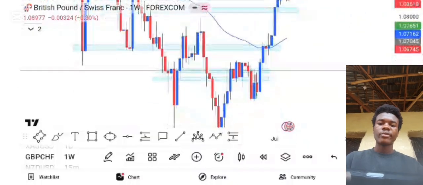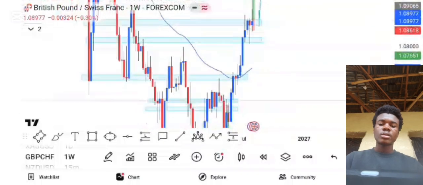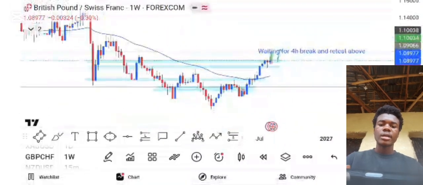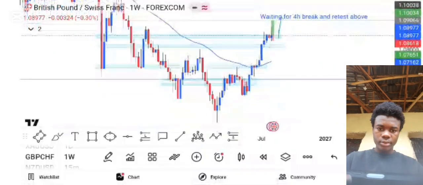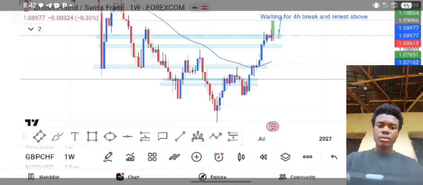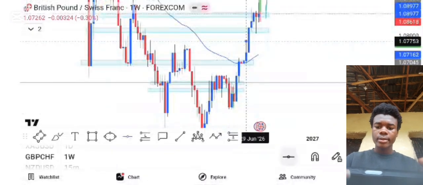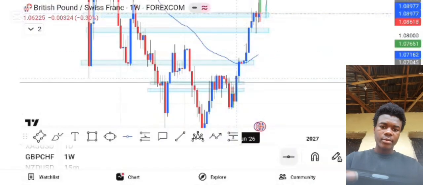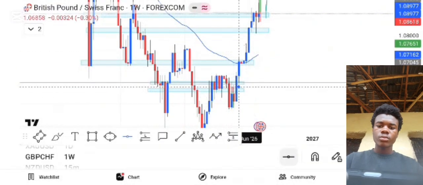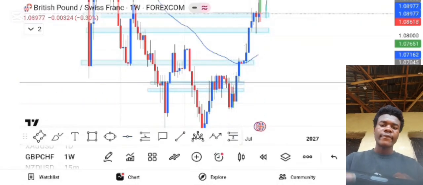As you can see on the weekly time frame, we are strongly bullish. Look at this place. Here is the higher high on the weekly time frame, and this place is the higher low on the weekly time frame.